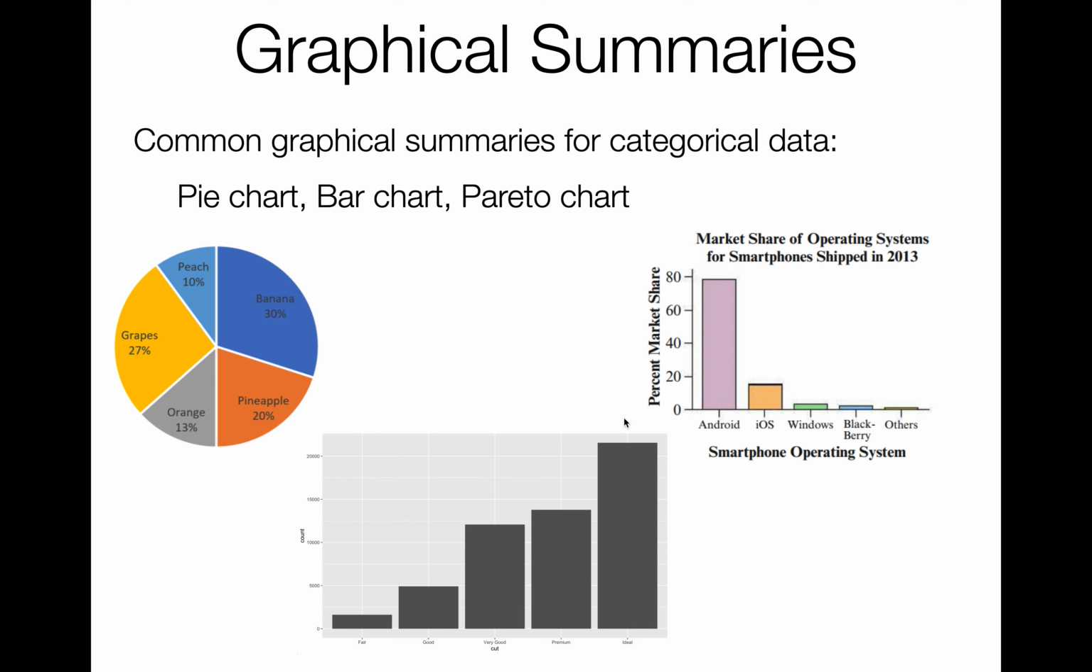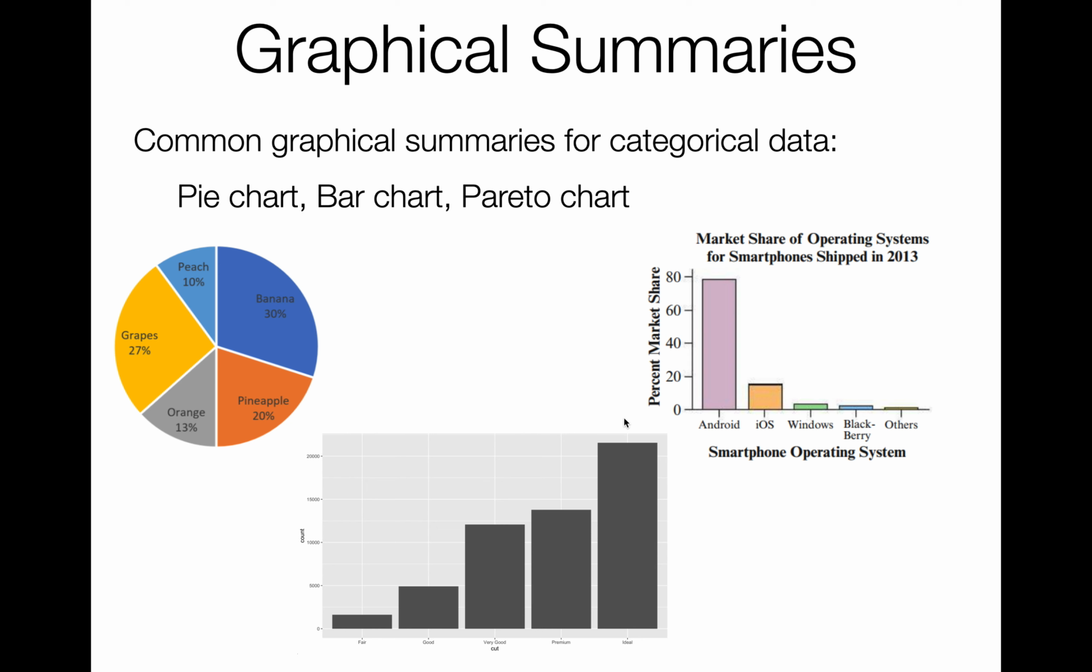The last chart is a Pareto chart. A Pareto chart is simply a bar chart where the leftmost bar is the highest. If you look at the chart on the right, the market share of operating systems for smartphones in 2013, you'll see that the bars go in descending order. That is a Pareto chart: simply a bar chart where the bars are ordered from highest to lowest.